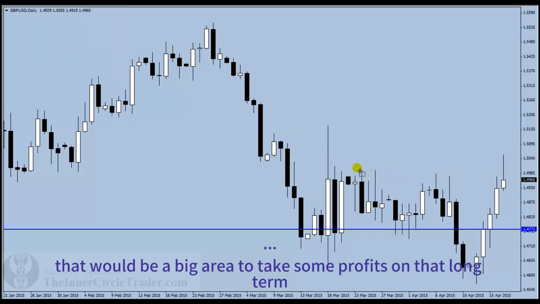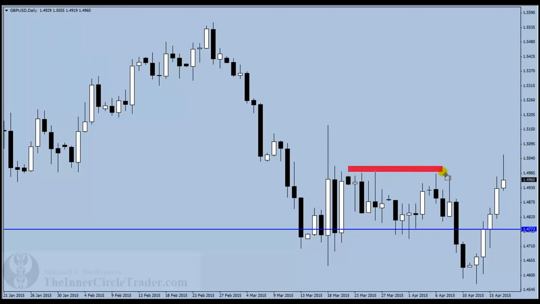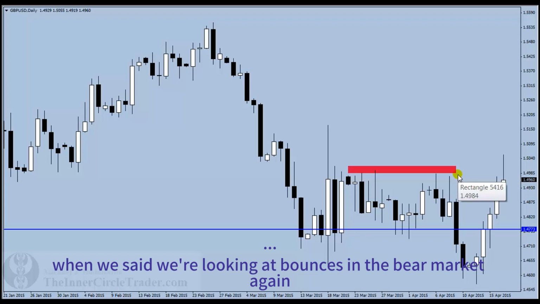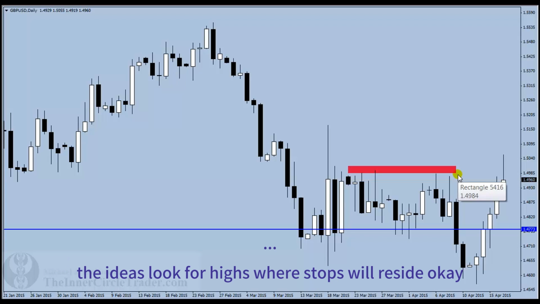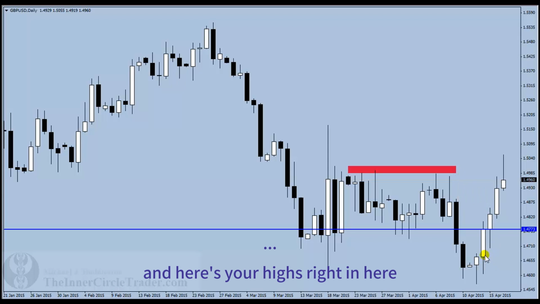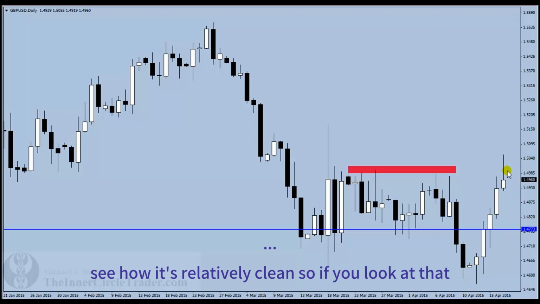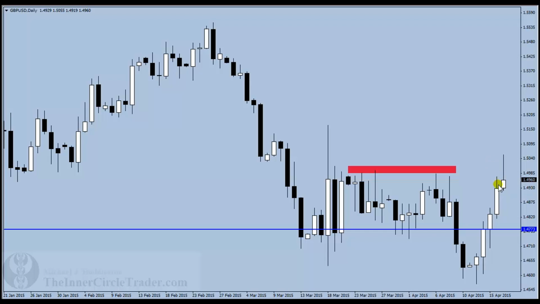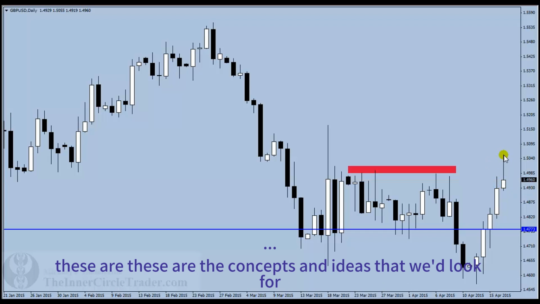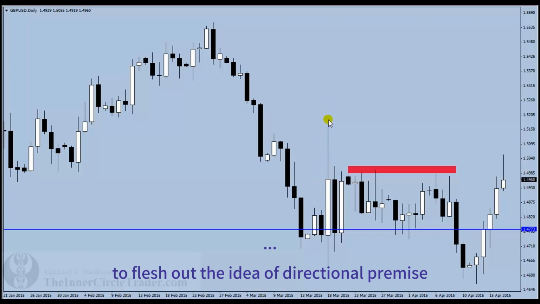when we look at the higher time frame price charts, these are the concepts and ideas that we look for to flesh out the idea of directional premise, how to frame our trades, how to build a directional bias, or trade within a predisposed range or defined range, if you will. Now, looking at what we have here, price moved on up and cleared these levels in here. But more importantly, when it ran up higher, it didn't take out this high. We don't need it to take out this high.